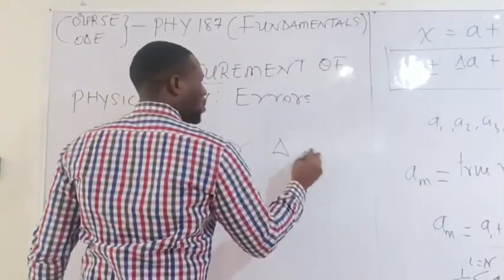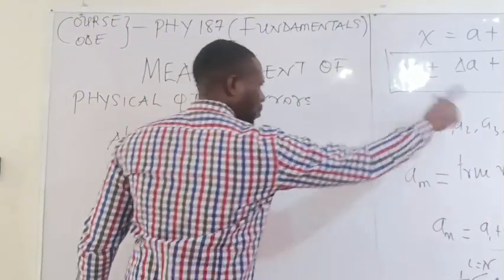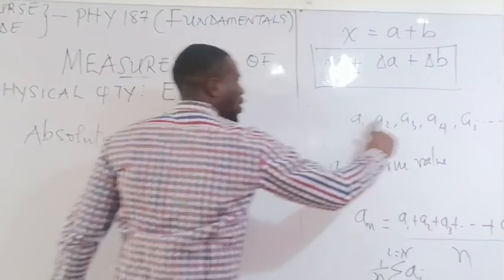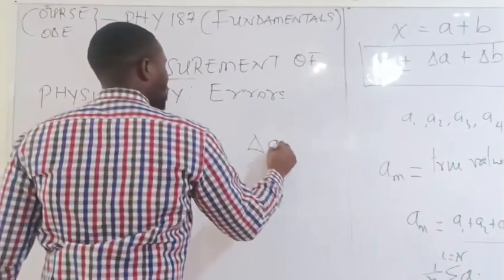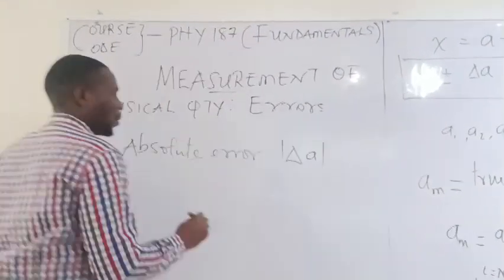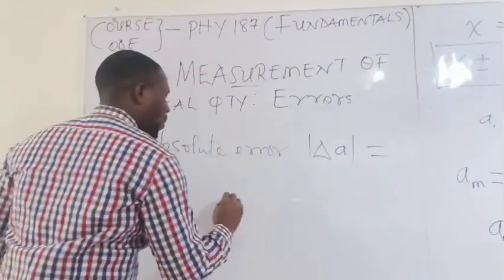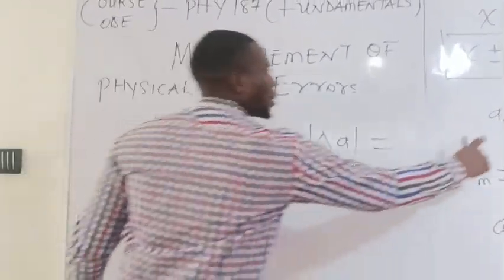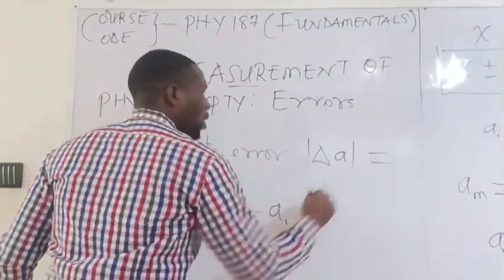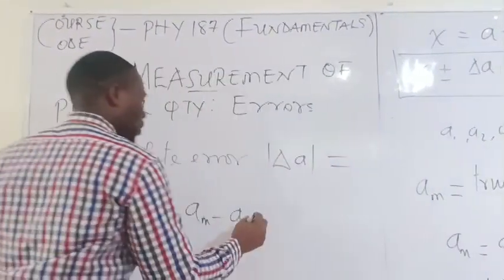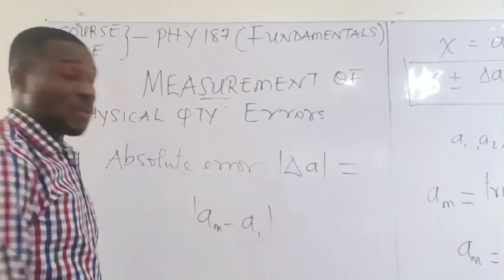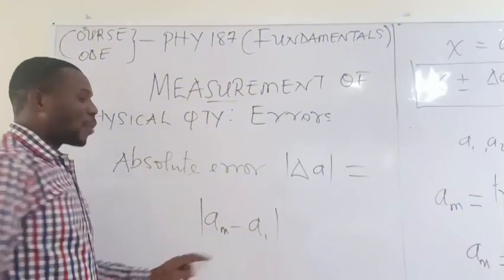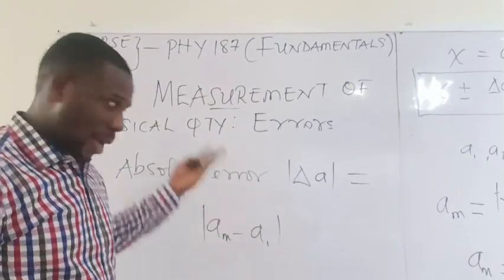It's simply the mean value, which is the true value, minus each of the measured values. So this is the symbol for absolute error. And of course, what is absolute error? It is simply the mean value minus each of the measured values. And of course, I'm taking the magnitude of that. What it implies is I could throw away the minus sign, right?